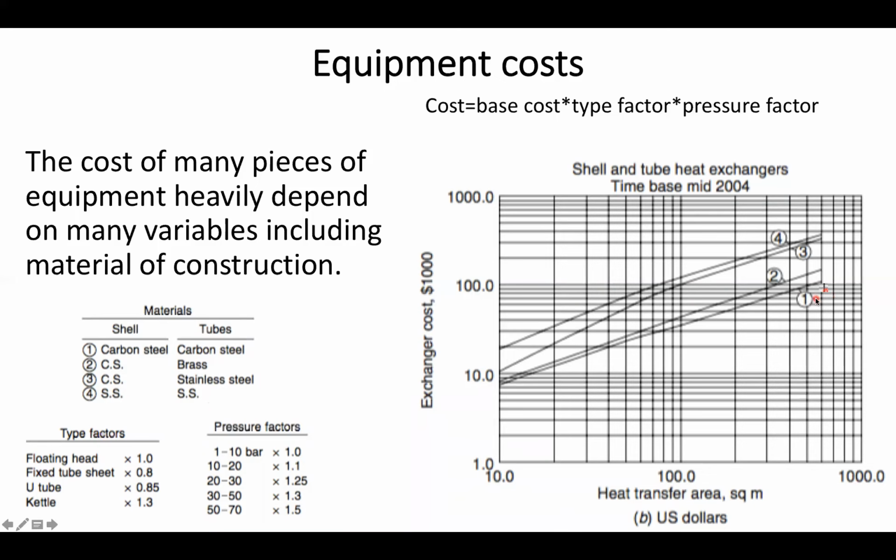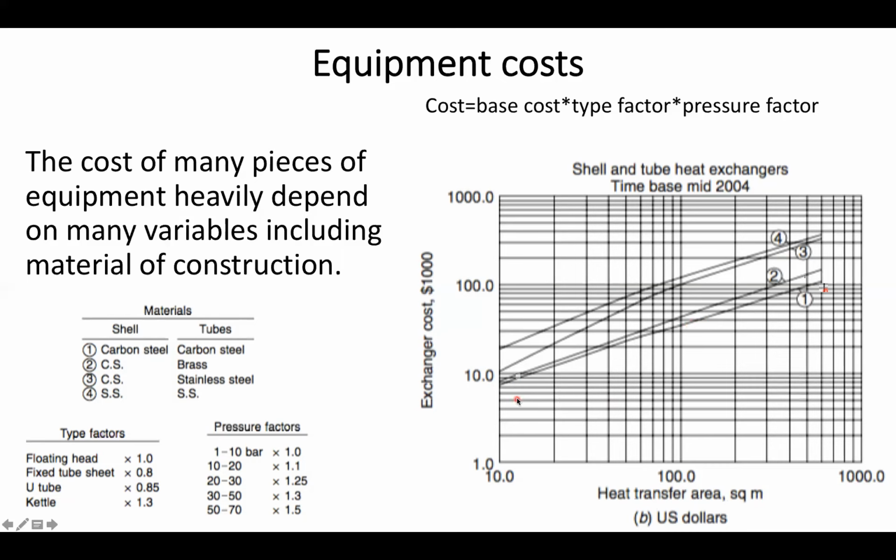Carbon steel is going to be rather cheap, whereas I can be paying a significant amount more as I start going to more durable materials like brass or stainless steel. But I might need this for chemical resistivity, which I'm going to talk a little bit more about later. One of the other important things I want to help drive home is this idea that as my heat transfer area goes up, my cost is going to be significantly increasing.